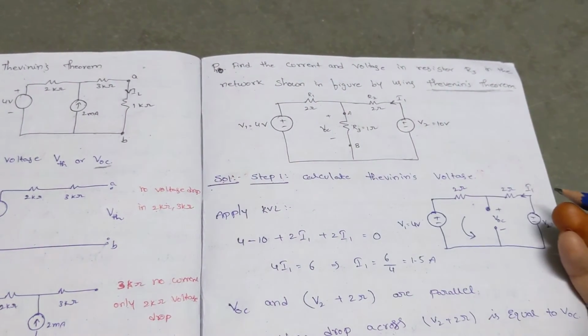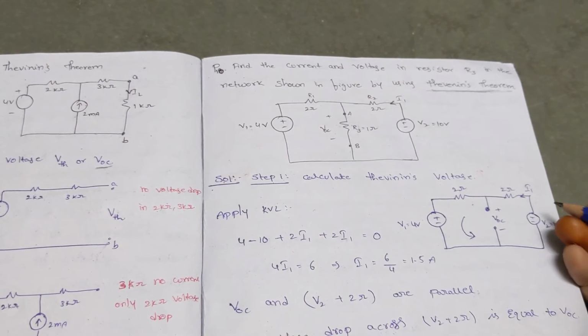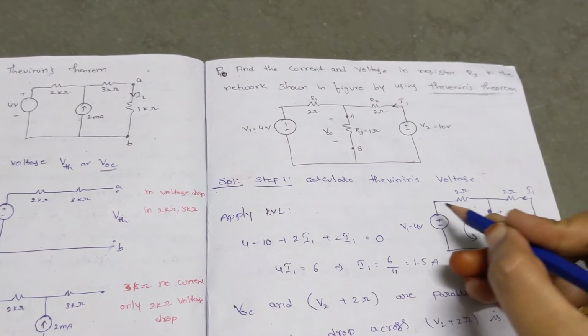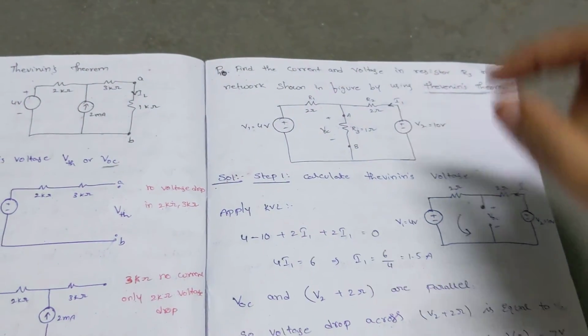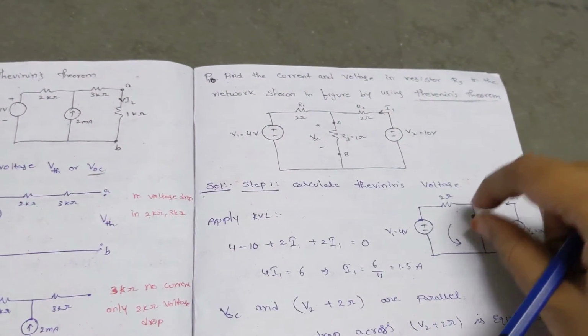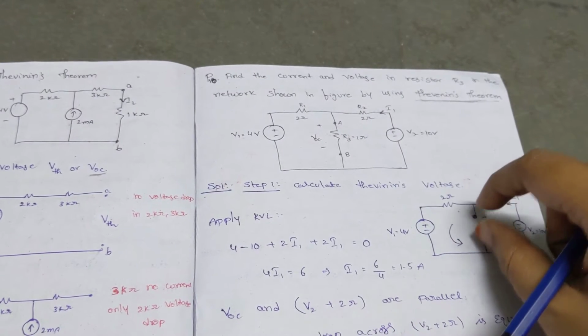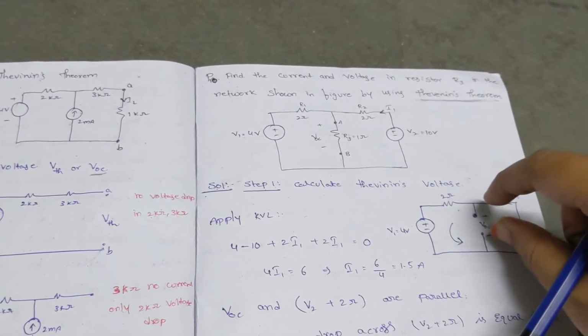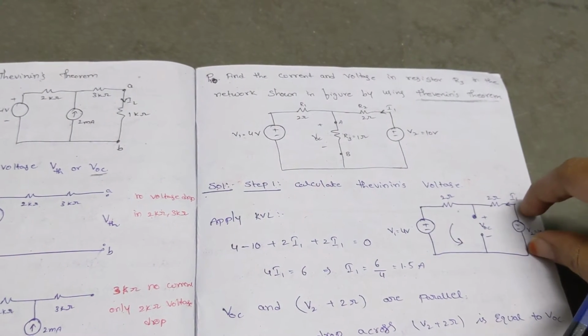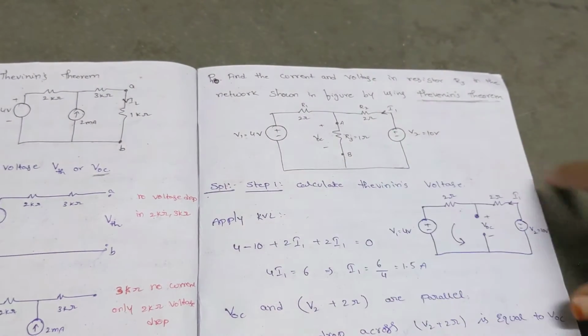So to calculate your Thevenin's voltage, I just consider the circuit and remove your load resistance. Across these terminals, across your load terminals only, we have our Thevenin's voltage or VOC. Don't forget that. VOC always appears across the load terminals of the circuit.